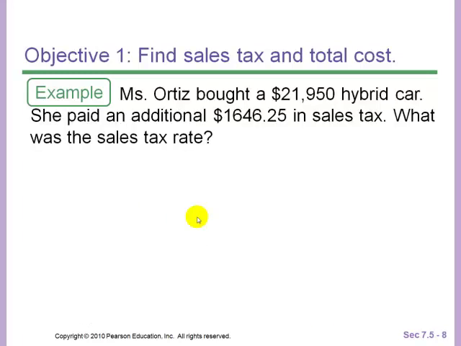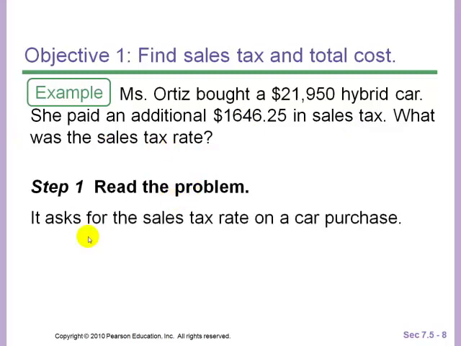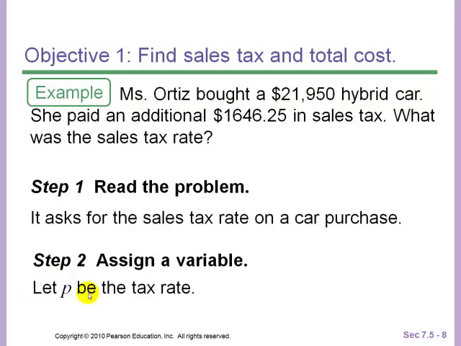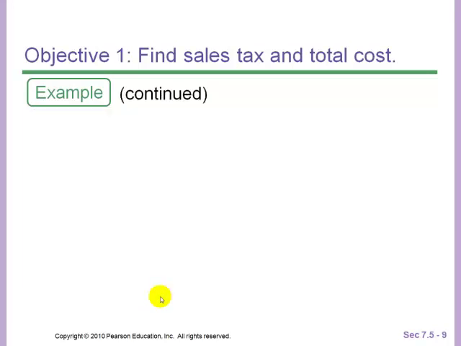Another example. Miss Ortiz bought a $21,950 hybrid car. She paid an additional $1,646.25 in sales tax. What was the sales tax rate? In this case, we're given the original price of the item and the tax. We need to figure out the tax rate. So let P be the tax rate, that is our unknown.